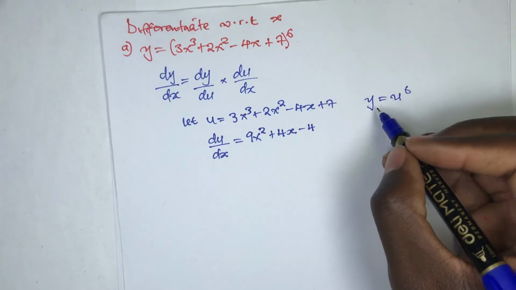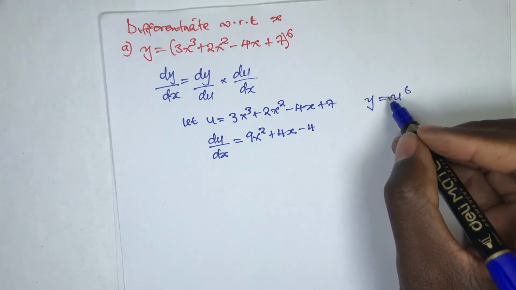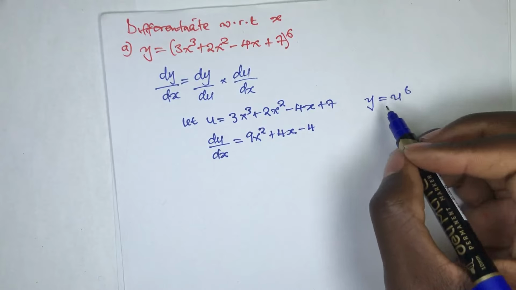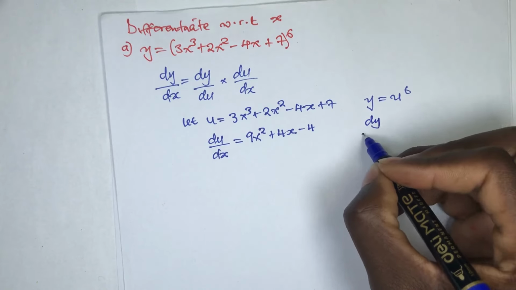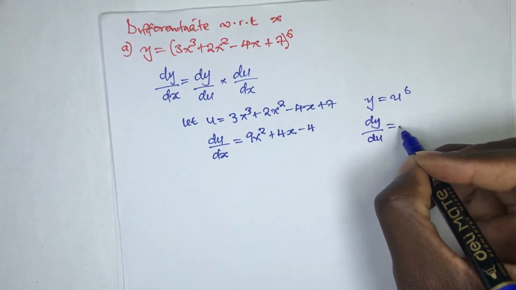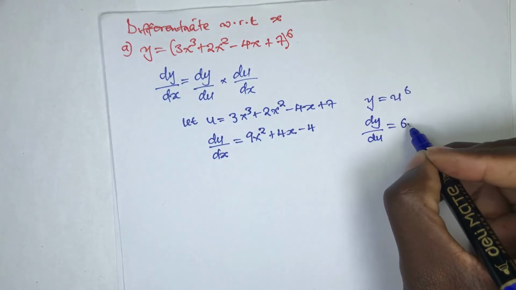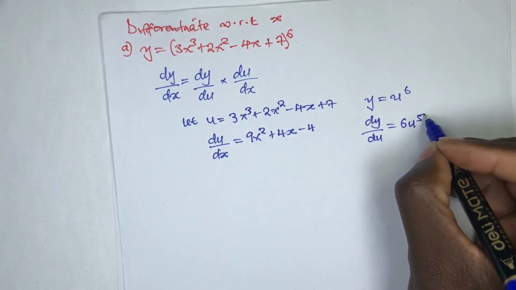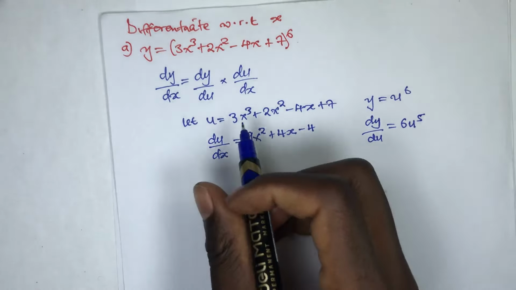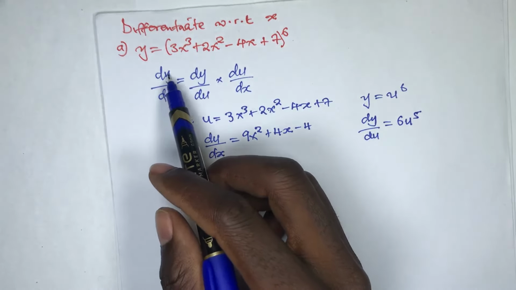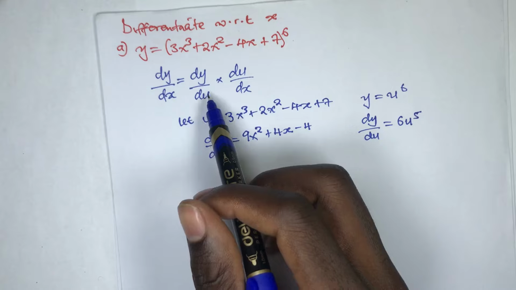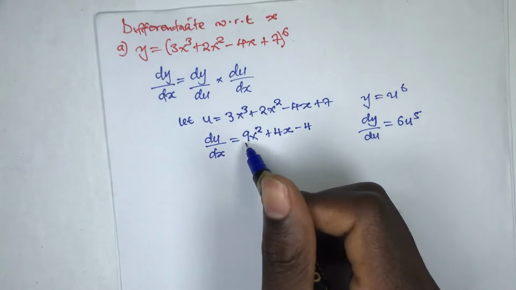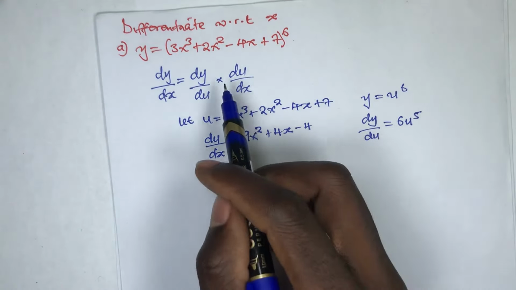Then we're going to differentiate this new function of y, which is a function of u. So I differentiate y with respect to u. When you differentiate this, we're going to have 6u to the power 5. Now our formula states that the derivative of y with respect to x is equal to dy/du multiplied by du/dx. So we're going to get these functions that we have now and plug them in.